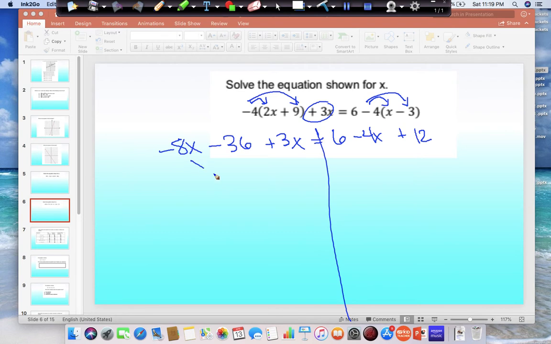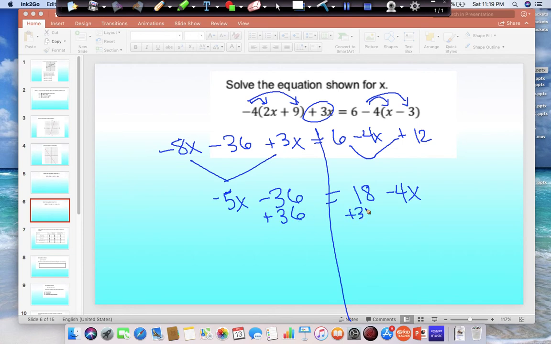So over on this side, we can combine our two variables with numbers, coefficients, and our -8x plus 3x gives me -5x, and we still have the -36 on this side. And over here, we want to combine our constants or our numbers without variables. So 6 plus 12 gives me 18 minus the 4x. Again, we want our numbers on one side and our variables on the other. So I'm going to get rid of this 36 by adding it to both sides.